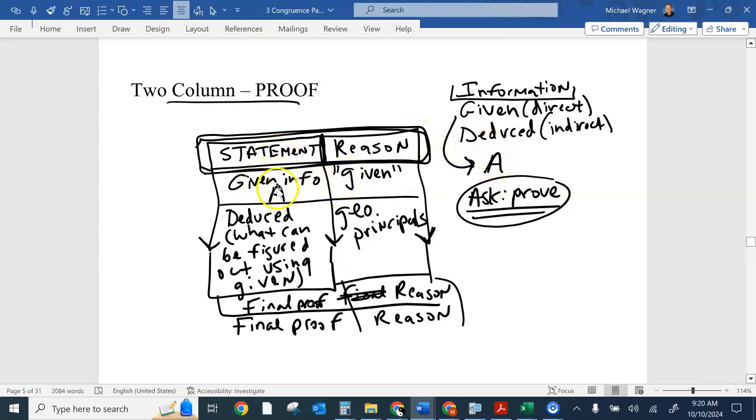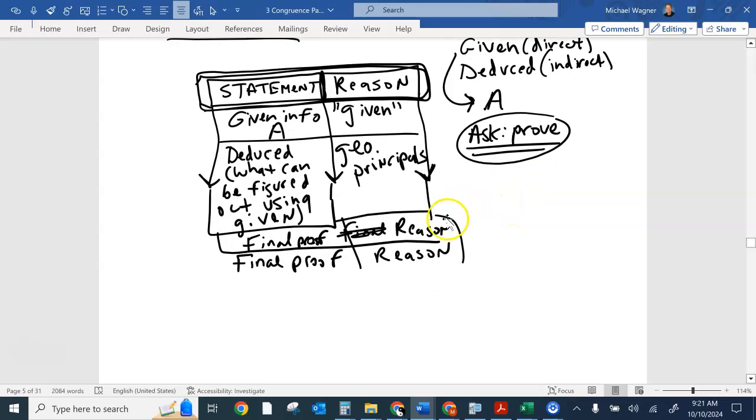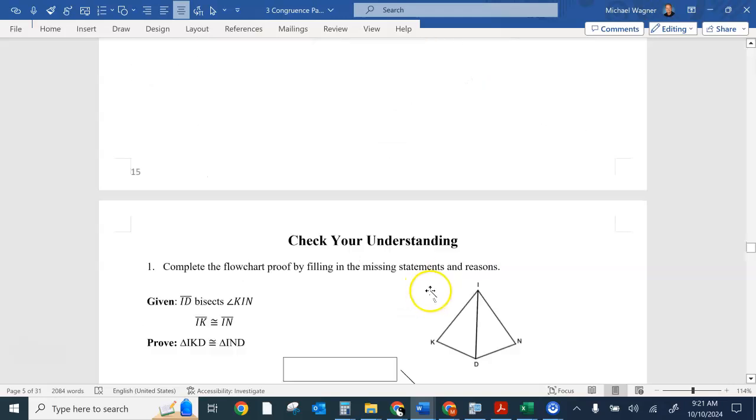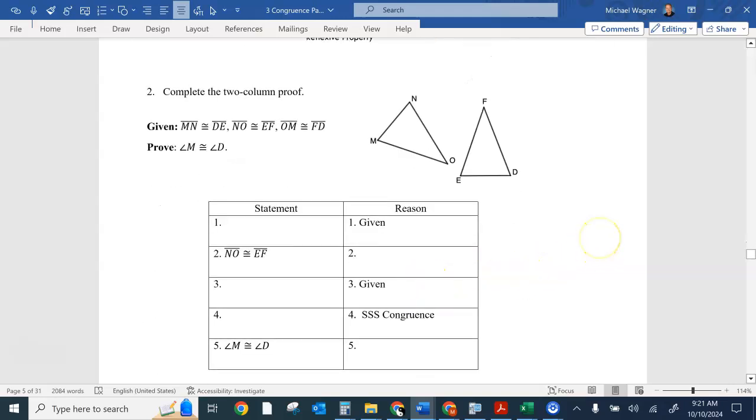So the statement is either the given information or what can be deduced, and the reason for it. If it's given directly, we say the reason is given. If it's something you can figure out based upon the information you have, what can be deduced, a fancy word for what can be figured out but is not directly given, we're going to use a geometric principle for that. And you're eventually going to get to a final proof and the reason for that. Again, you don't have to take these notes, but I want you to understand the process, because when you go to the next page, we're going to actually look at an example.